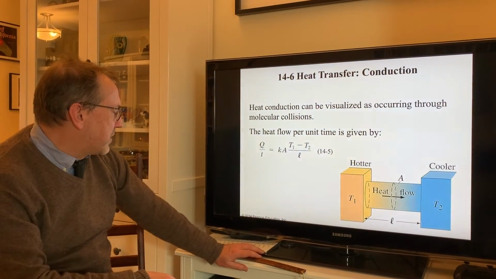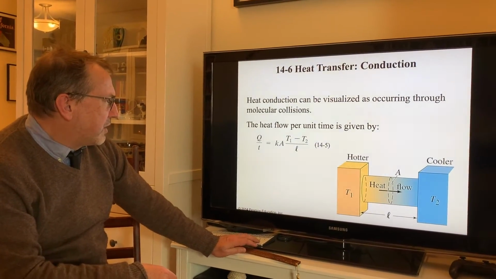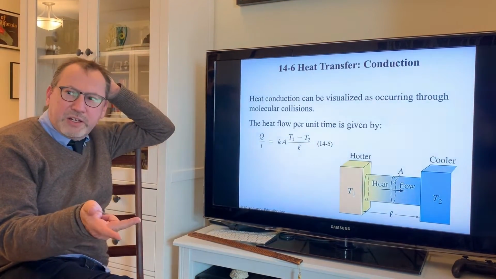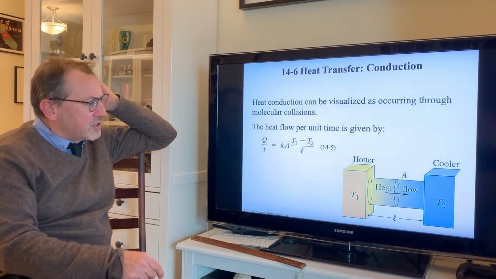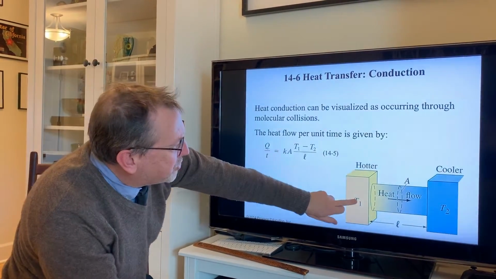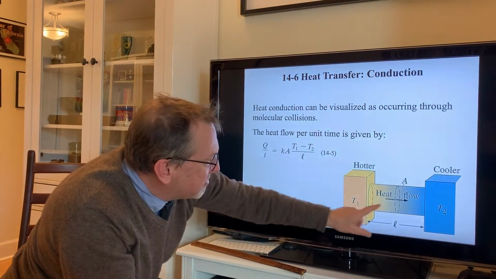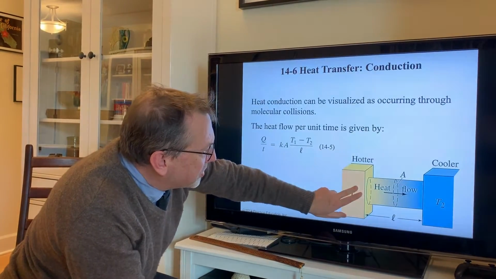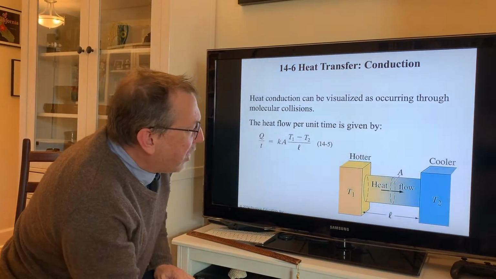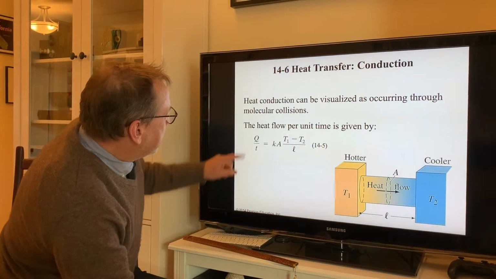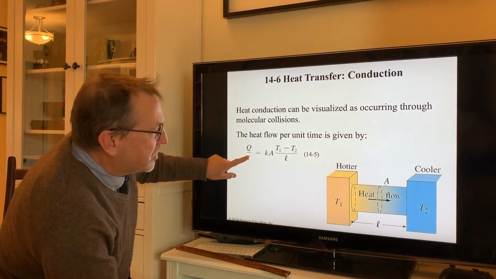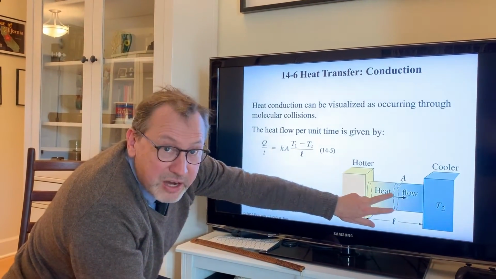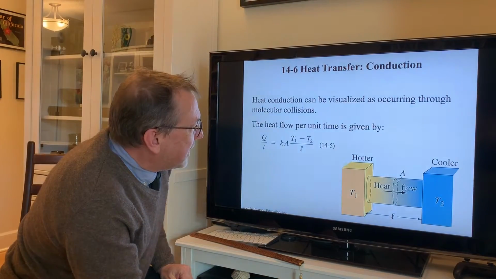Okay, heat transfer processes. There are three ways in which heat can transfer: conduction, convection, and radiation. This is conduction. We have a hot object, a cool object. We have some material connecting them, and you can imagine that the heat would flow from hot to cold. How fast does the heat flow? Well, Q over t, the rate at which heat flows, is going to depend upon the area, right? The bigger the area, the more the heat can flow.